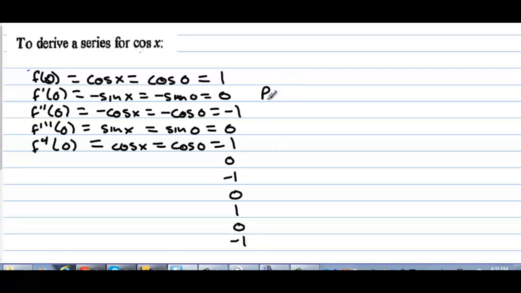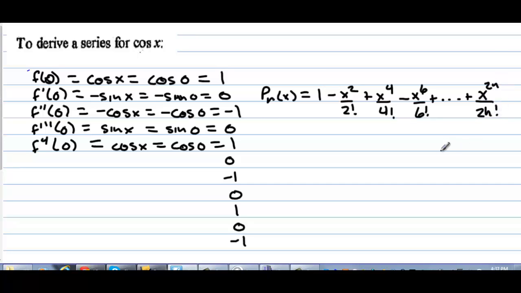So let's look at the Taylor polynomial. We have 1, and then minus x squared over 2 factorial. Then we have a 0. Then we have plus x to the 4th over 4 factorial, minus x to the 6th over 6 factorial, and then that process will repeat. Well, those are the even powers, and we have x to the 0 right here. That's even also. So we have x to the 2n over 2n factorial.